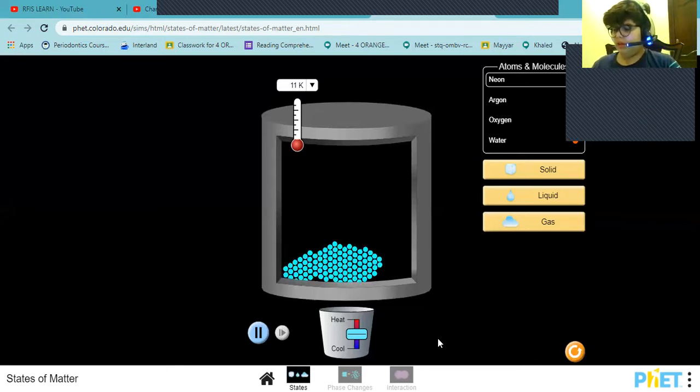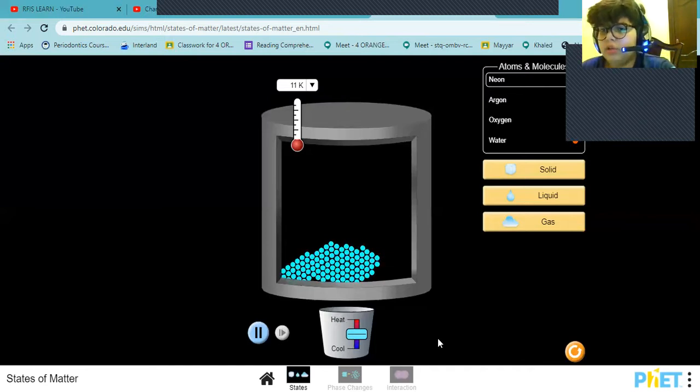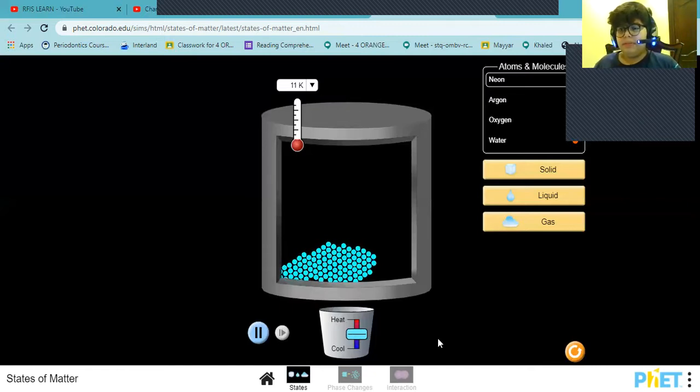Now let's go to gases. We said in the last video that gases don't have a definite shape or definite volume, and the attraction force between the particles is very weak, or even absent. They move in all directions, and they have the most speed among solids, liquids, and gases.